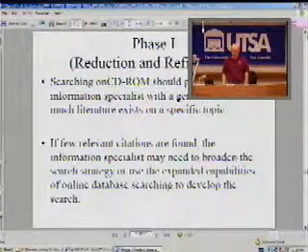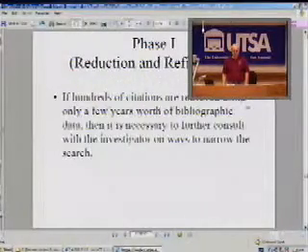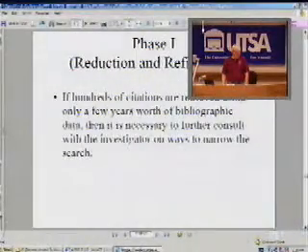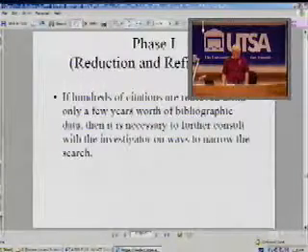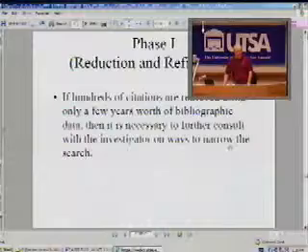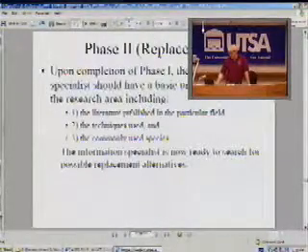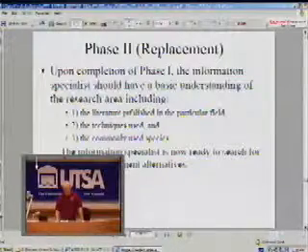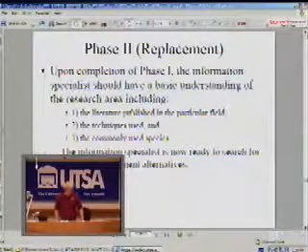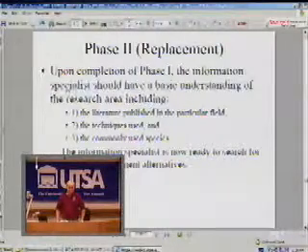If few relevant citations are found, we already said that, sorry. If hundreds of citations are retrieved using only a few years' worth of bibliographic data, then it's necessary to consult the investigator on ways to narrow the search. So, bouncing back and forth to minimize the list of articles that you have to deal with.